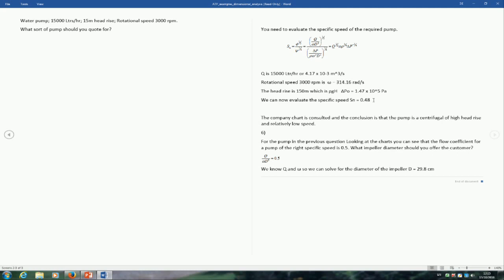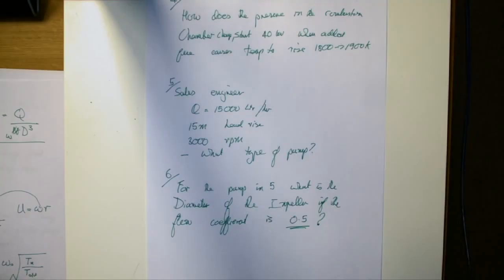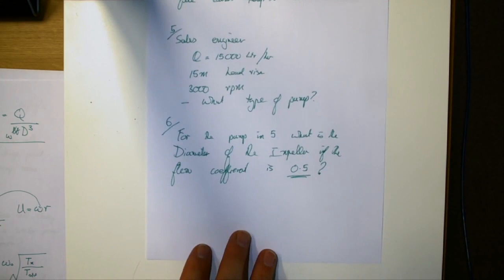Question 6 says, for the pump in question 5, what is the diameter of the impeller if the flow coefficient is 0.5?